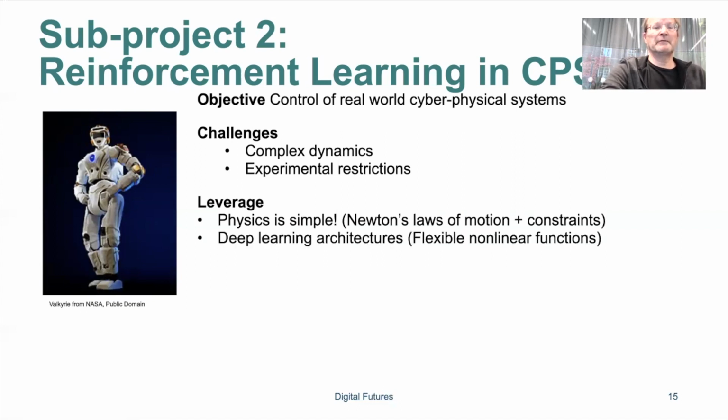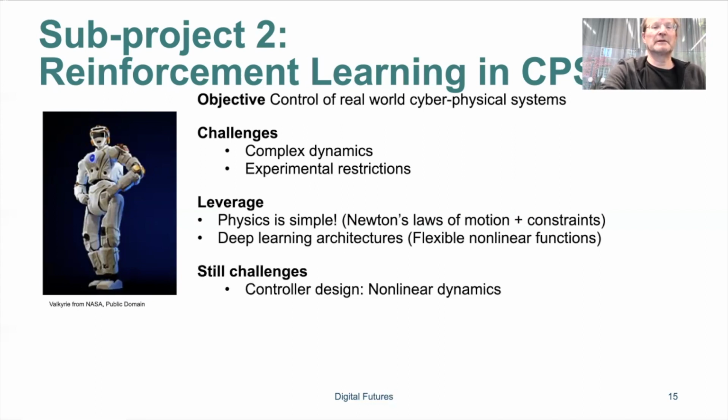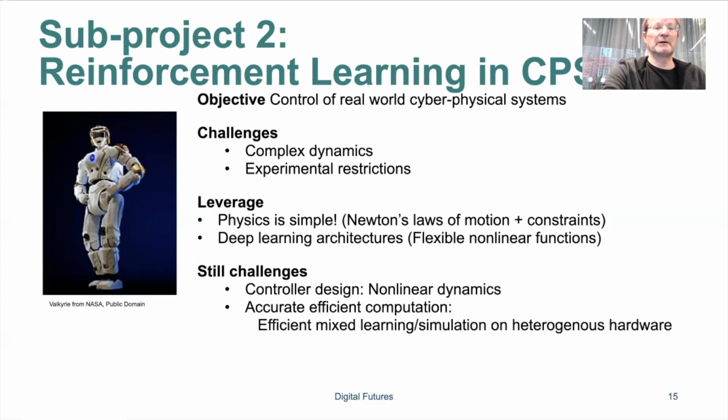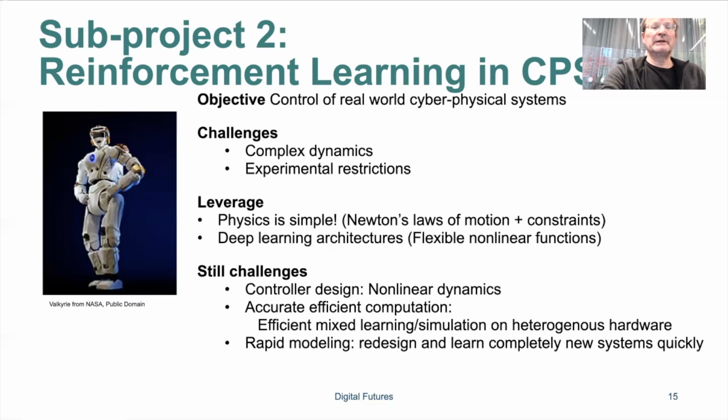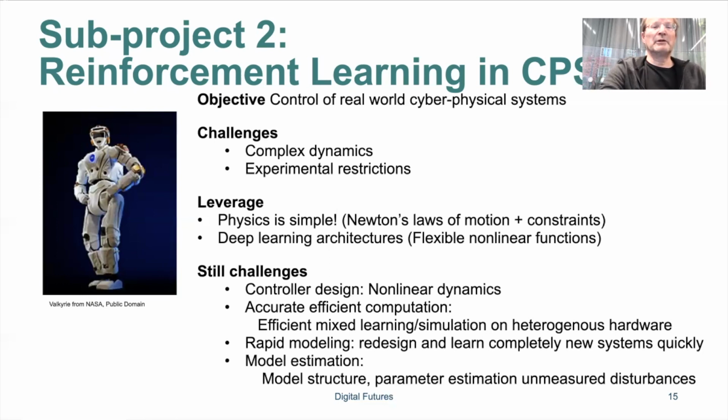We also have agile architectures today that we can use for control. Still, there are, of course, challenges. We have nonlinear dynamics. We need to have efficient computations, especially we need to combine CPUs and GPUs in an efficient way. We also need to have a system or a procedure that works for any system, basically. So we shouldn't have to redo the project for a new system. Also, the model estimation itself can be very challenging, especially when you have unmeasured disturbances.